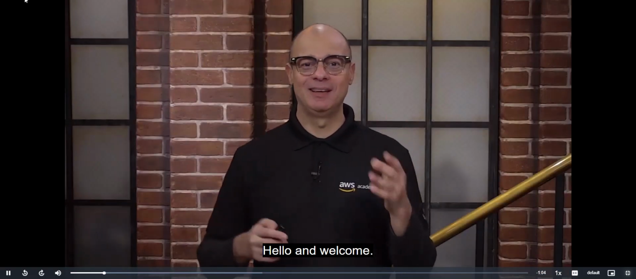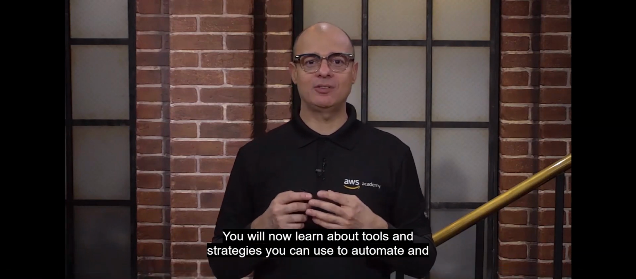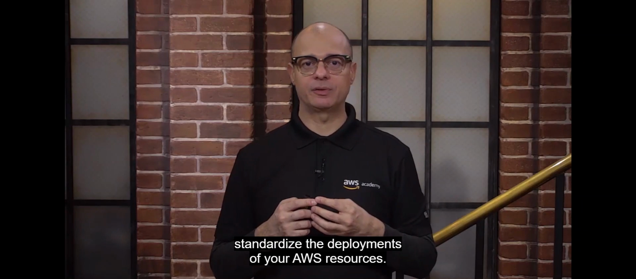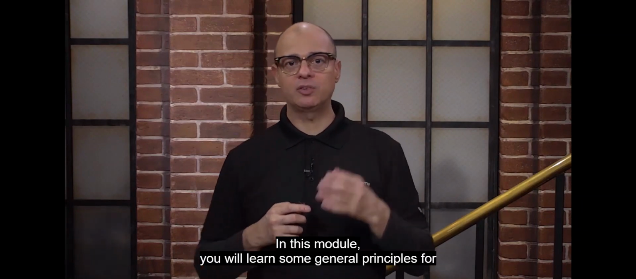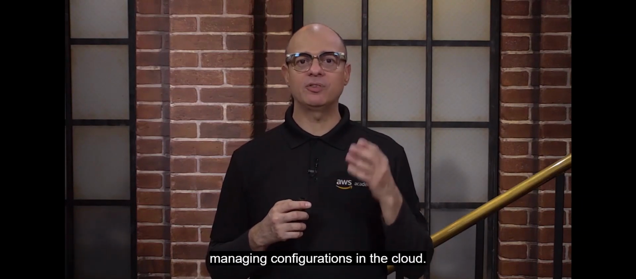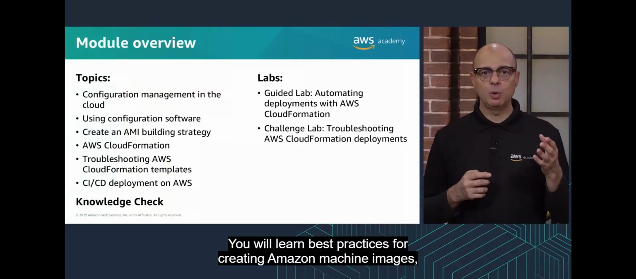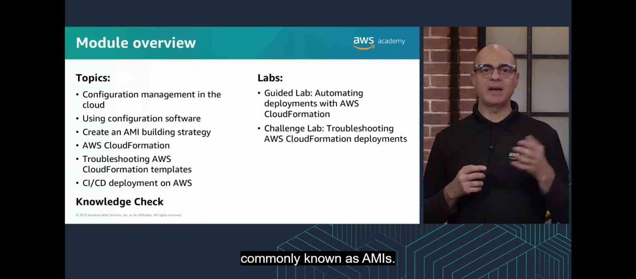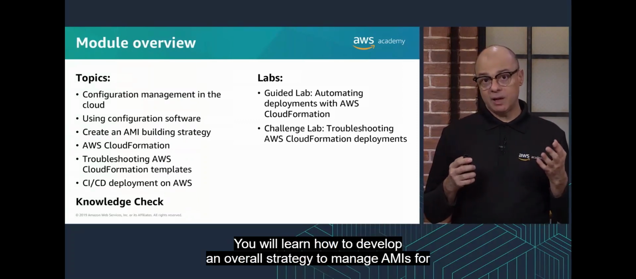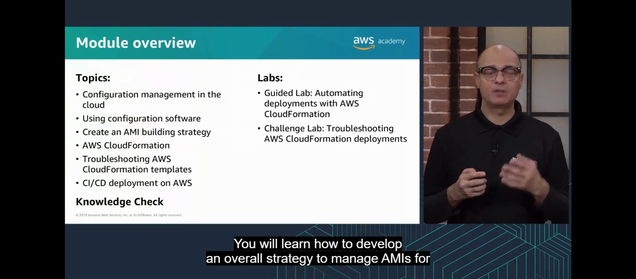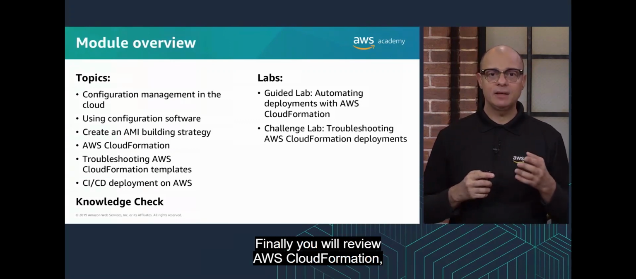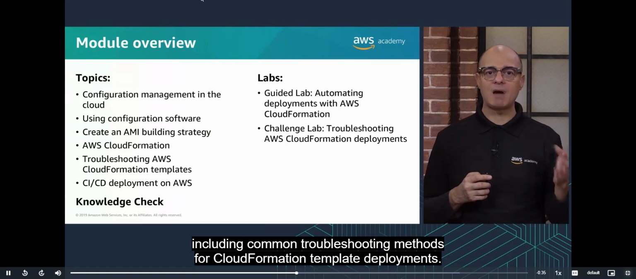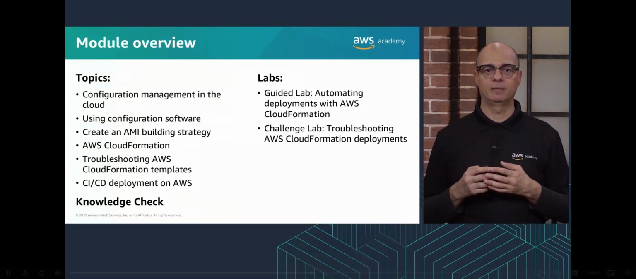Hello and welcome. You will now learn about tools and strategies you can use to automate and standardize the deployments of your AWS resources. In this module, you will learn some general principles for managing configurations in the cloud. You will learn best practices for creating Amazon Machine Images, commonly known as AMIs. You will learn how to develop an overall strategy to manage AMIs for your organization. Finally, you review AWS CloudFormation, including common troubleshooting methods for CloudFormation template deployments.